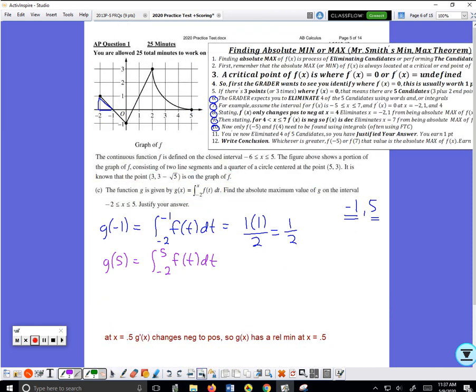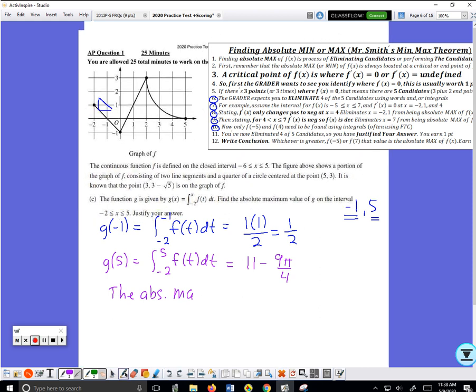But anyway, back to here. That does turn out to be bigger than 1/2. So now you just write on your paper the absolute max of G is G of 5, which is equal to 11 minus 9 pi over 4. Yeah, a lot of work for that last point. I would always skip on a min-max problem. I would get to where I start to justify. If the justification goes quick, go ahead and do it. Otherwise, I would skip, leave some space, come back if you have time. It was only one more point for a total of 3 on part C.